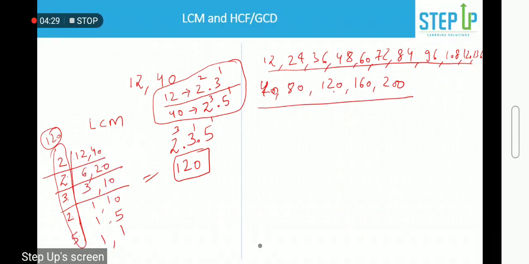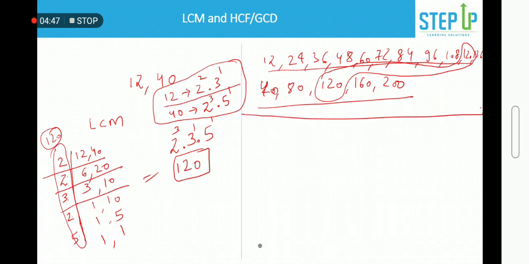Which is the least common multiple? Is there any common one and which is the least one? Are you getting? So you can see the first one, that is 120, which is common. Therefore, that is nothing but your LCM, what we have calculated. So this is what your LCM is, guys.